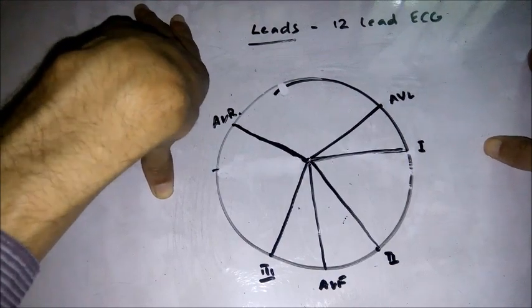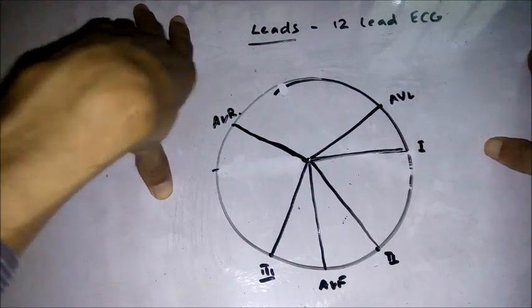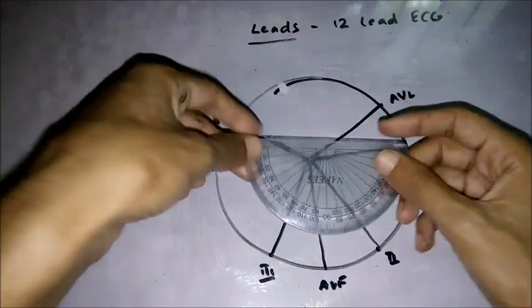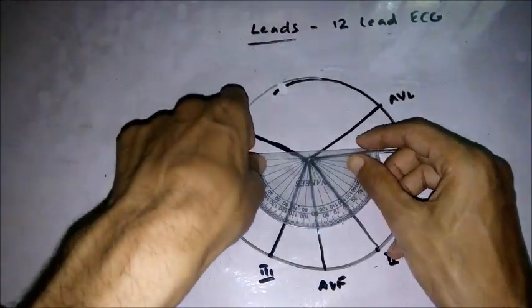But at an advanced level, it's important to know the exact axis in terms of degrees, right? That's important because a lot of diagnoses, for example diagnosing hemiblocks, basically depend on knowing the exact axis of the heart. So the first thing we need to know is the axis of the individual leads in the ECG, and in order to determine that, we need to use a protractor.